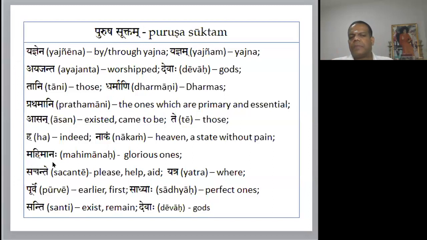Mahimanaha. Mahimanaha means those who possess mahima. They are able to accomplish things. They are glorious ones. So mahimanaha means the glorious ones. Sachante. Sachante means they please people or make people happy. They help, they aid. So these glorious ones, mahimanaha, they help, aid.